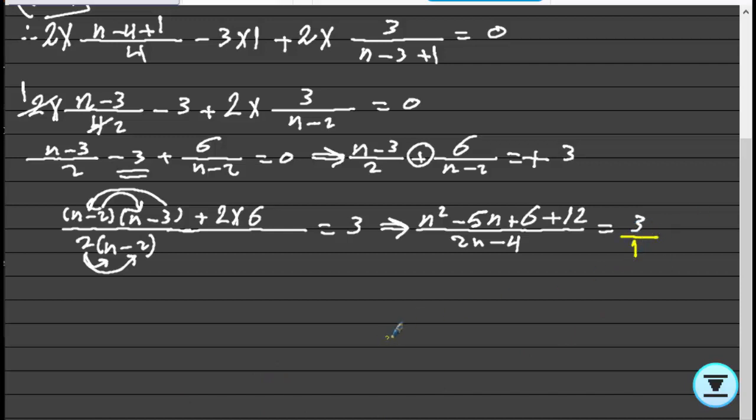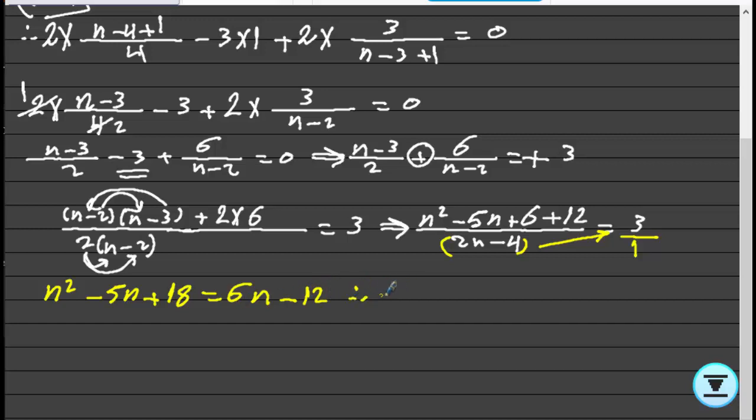Okay, and now make the cross multiplication. 1 multiply n square, it is n square. Negative 5n multiply 1 equals negative 5n. Okay, 6 plus 12, it is 18, equals here this denominator multiplied by 3. What do we get? 2n multiply 3 equals 6n. Negative 4 multiply 3, it is negative 12.